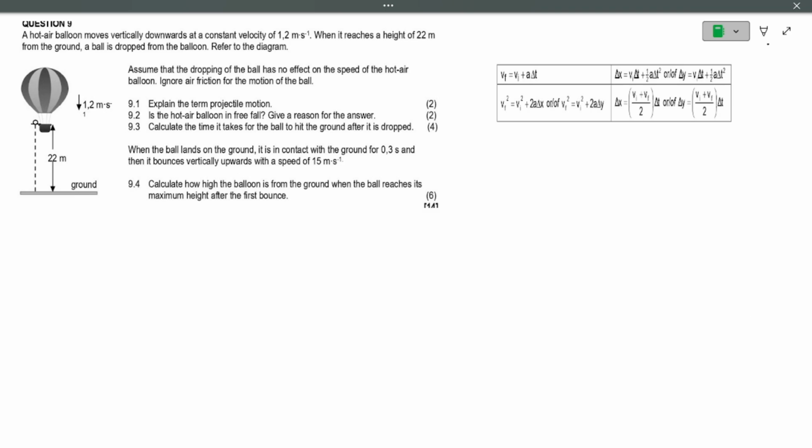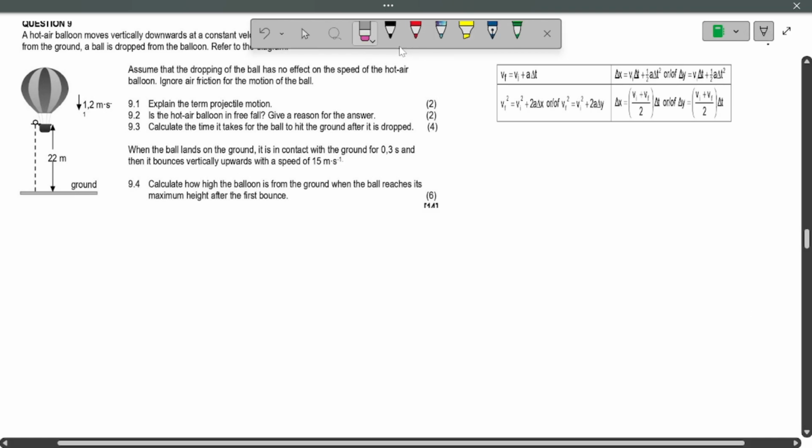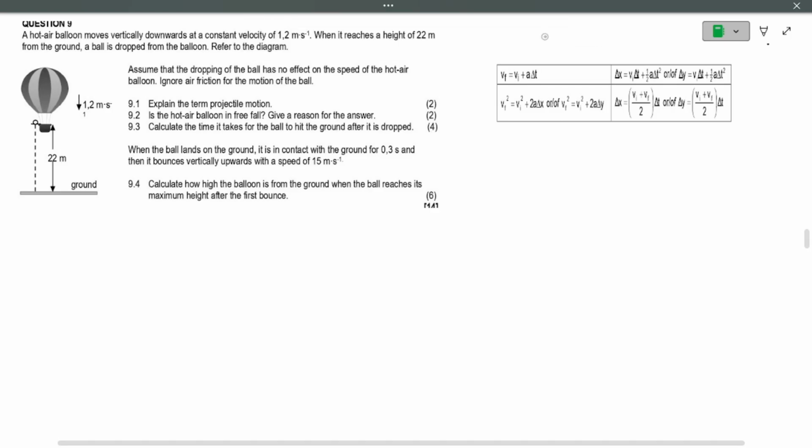Welcome to Zanzi Numerics. Today we'll be dealing with a challenging problem under vertical projectile motion, which is a hot air balloon or throwing an object from a moving object.